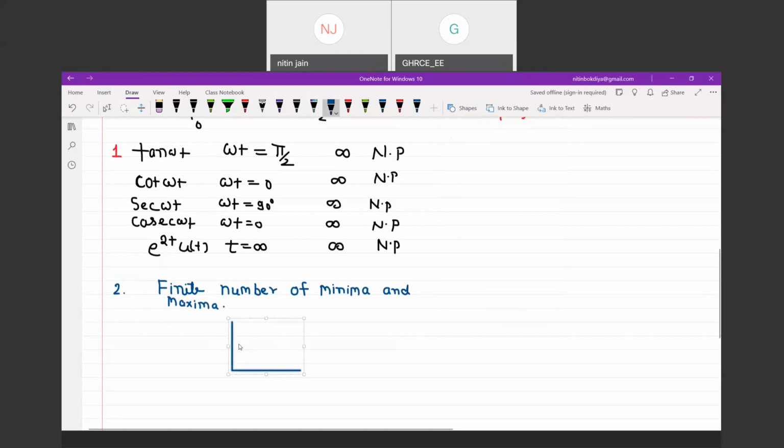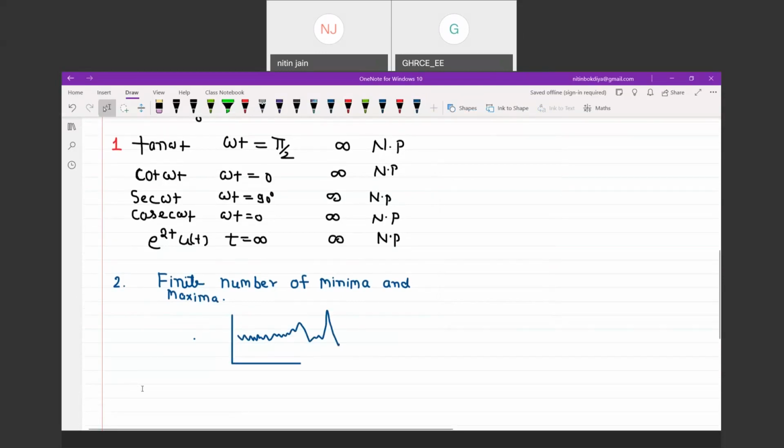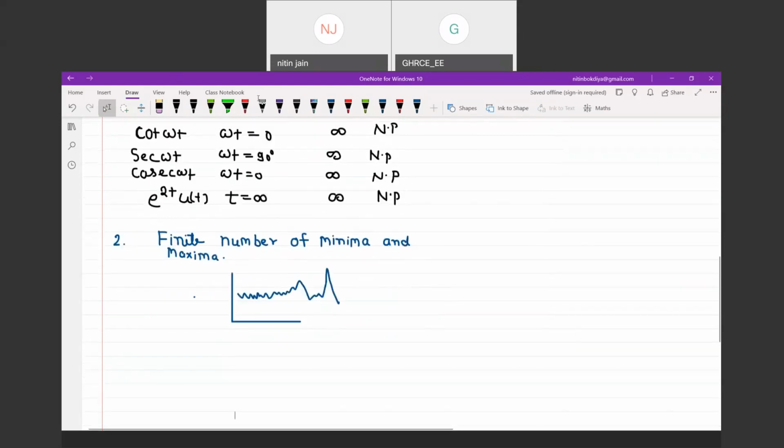Suppose this is the Fourier transform. For a random function, it is not possible. It should have a finite number of minima and maxima, because how will it handle an infinite number of maxima and minima? Means you can find it for a particular interval. There is no issue in finding it for a particular interval, but as a function you will not get an answer.